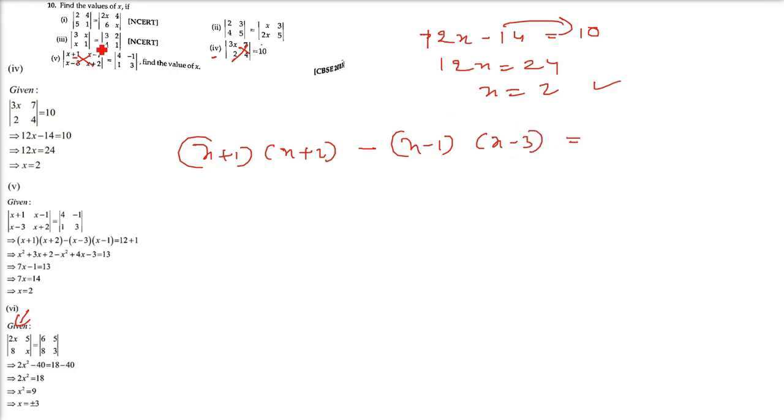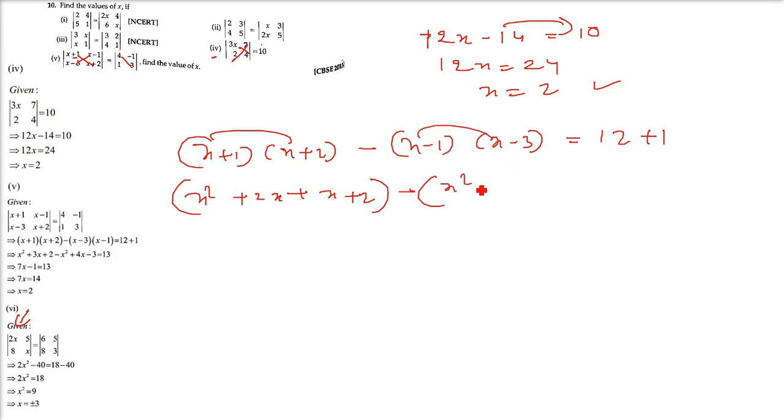(x minus 1)(x minus 3) equals... on the fourth, it is 12 minus 1 into the minus 1, which is minus 1. So minus minus becomes plus 1. So 12 plus 1 it will be. Okay, let us calculate. x into x is x square plus 2x plus x plus 2, and minus, this is x square minus 3x minus x plus 3.